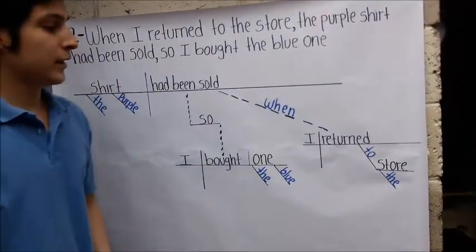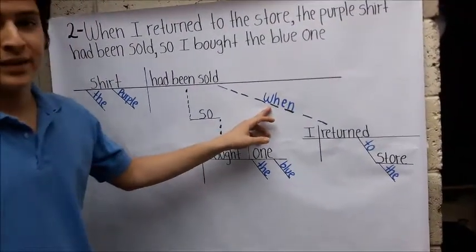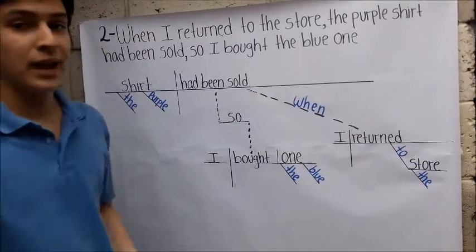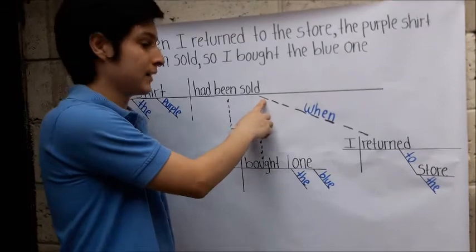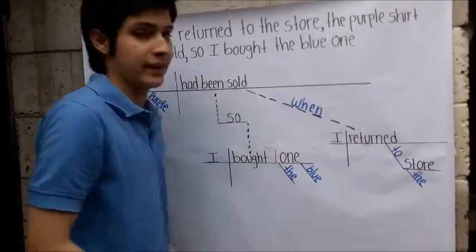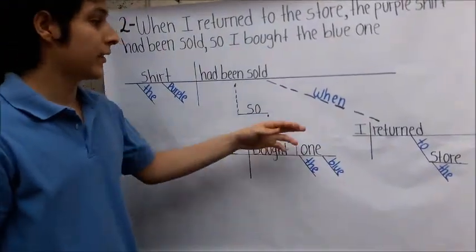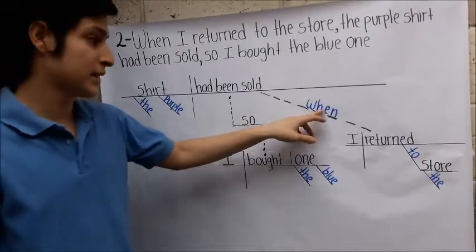How do we join this dependent clause? To do that, we have to write a broken slanting line, and then write the subordinating conjunction word, when.